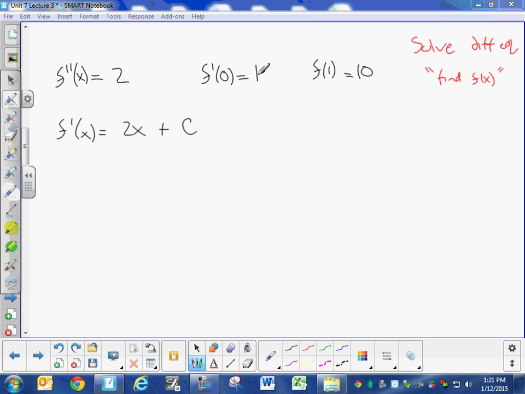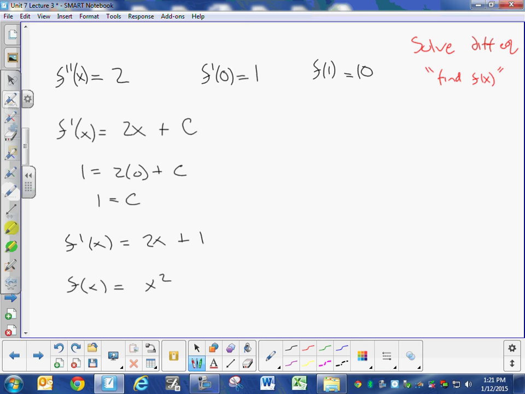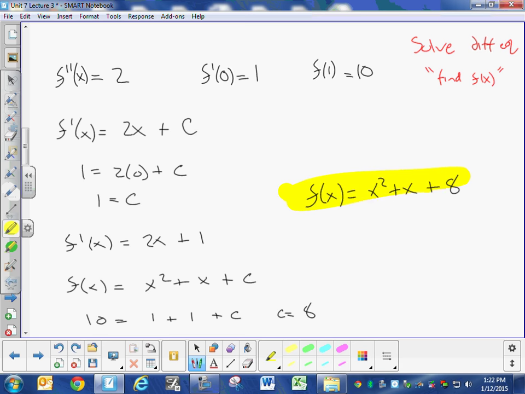I know that the derivative at 0 is 1. Well, that gives me this first c. Now I have a specific derivative equation that will help me find my specific original equation. Working backwards. Okay?